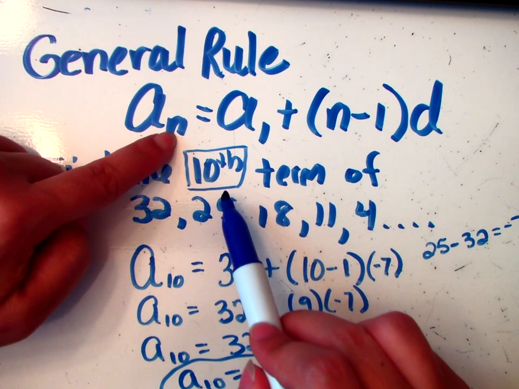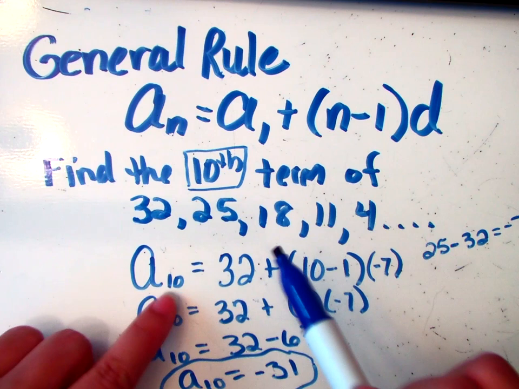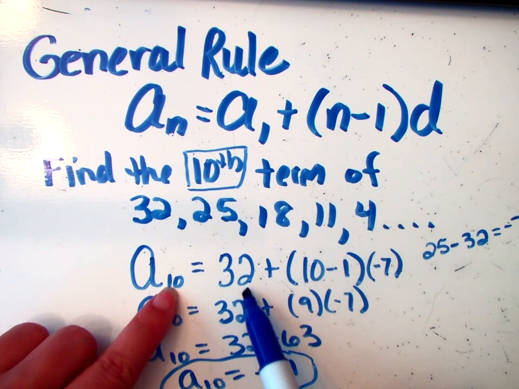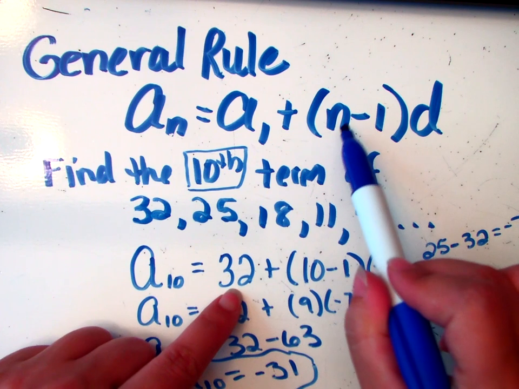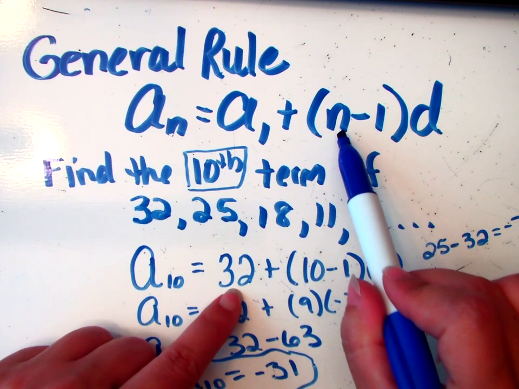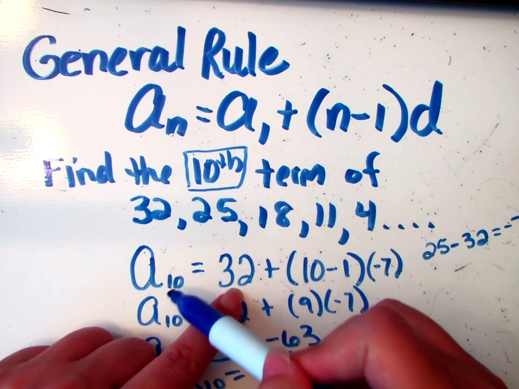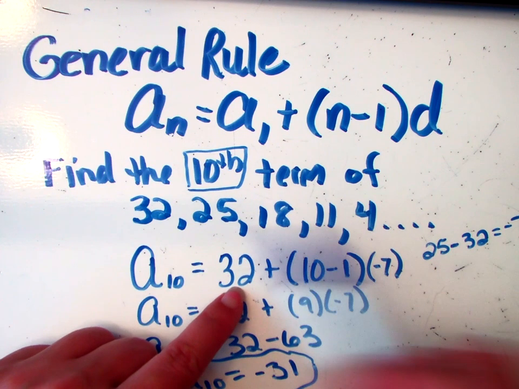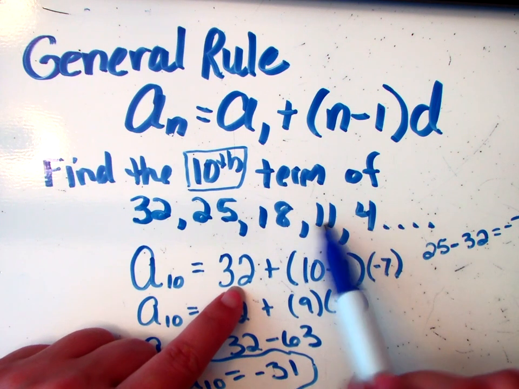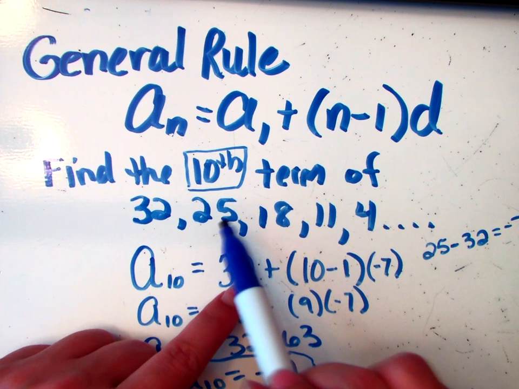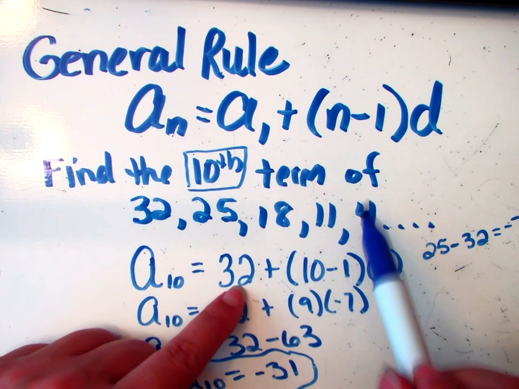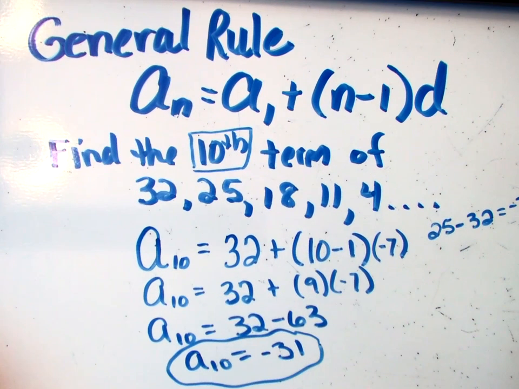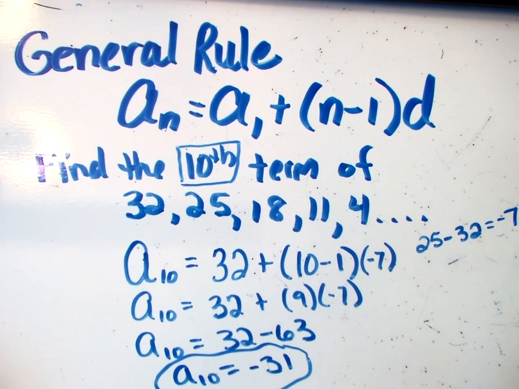Okay, so all we did was, they're looking for my 10th term, so a sub n became a sub 10. A sub 1, this is your first term, that's 32. N minus 1, the n that you're looking for is the 10, so it's 10 minus 1. And the difference, you're going to have to calculate the difference. You can take 11 minus 18, 18 minus 25, 25 minus 32. Any of those as long as you subtract the previous term. And then you're just going to solve. So a sub 10 is negative 31.